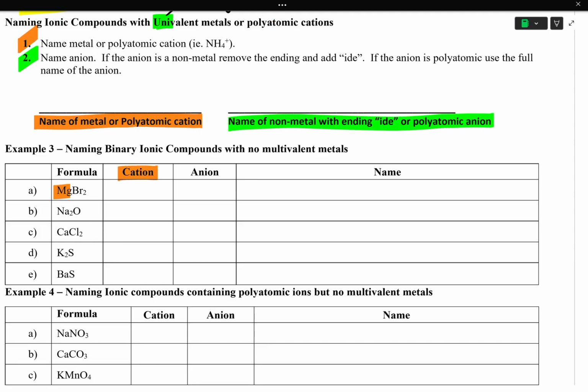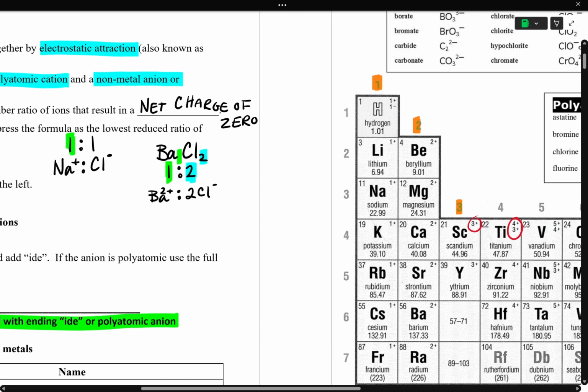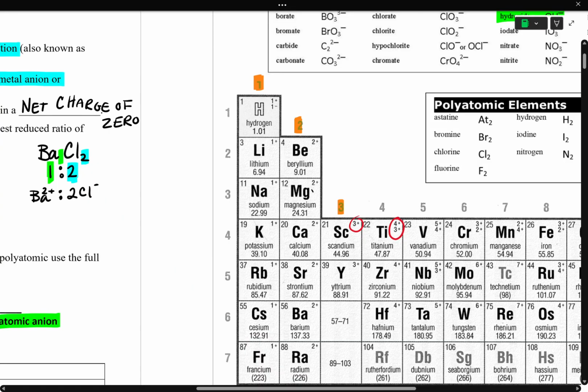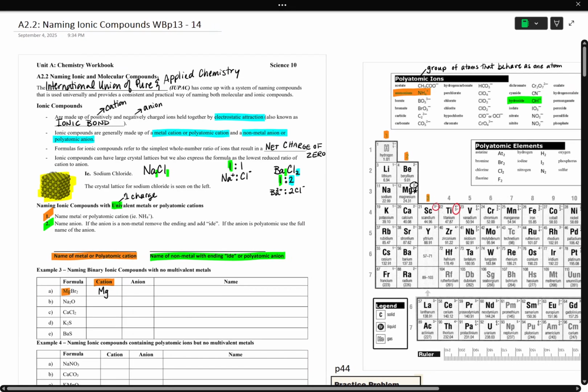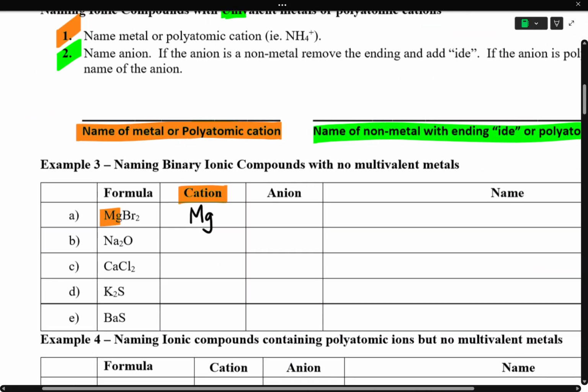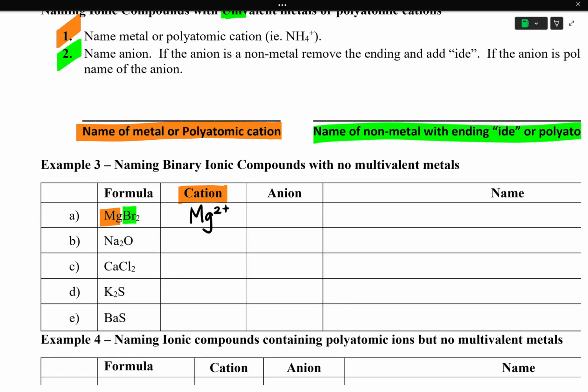So this is magnesium, Mg. It's an ion, so we have to write the charge. Go to your periodic table, find magnesium, here it is. Its charge is 2 positive, so we're going to write that down. The magnesium ion is 2 plus. Then we're going to take a look at what comes next. We've got bromide.